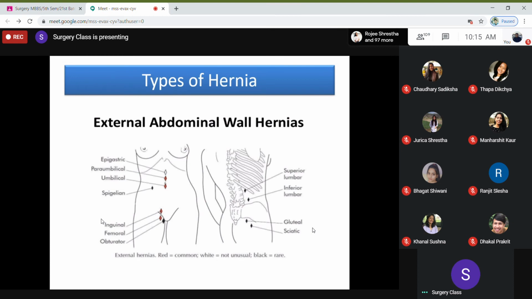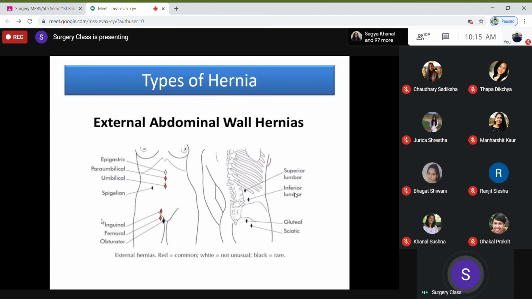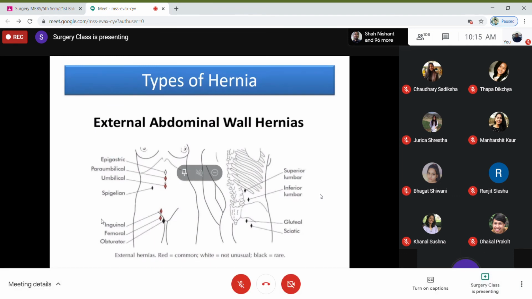But there might be so many hernias, could be different hernias in the body. Okay, so you remember by sequence: epigastric, paraumbilical, umbilical, Spigelian, inguinal, femoral, obturator, and posteriorly superior lumbar, inferior lumbar, gluteal, and sciatic. Okay, these are the normally possible places where you get hernia, and this is one of the types of hernia classification when you talk of the hernia.